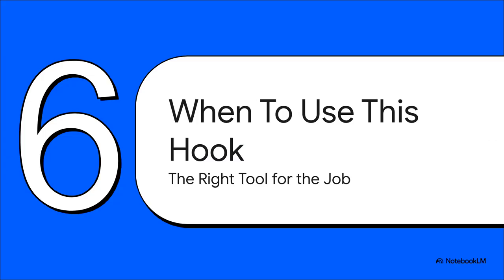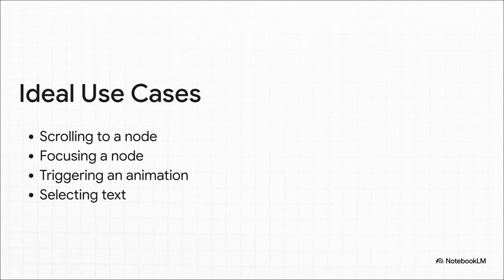So if we shouldn't use it for controlling state, then what is it good for? When do we actually reach for this thing? The ideal use cases are for actions, not for state. Things like programmatically scrolling to an element, focusing an input, triggering a quick one-off animation, or managing text selection. These are all imperative behaviors that just don't fit neatly into the declarative props-first world.